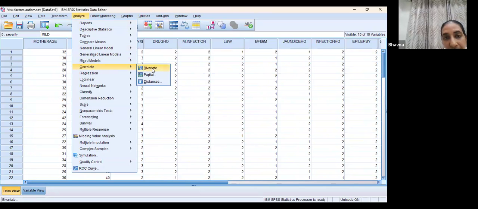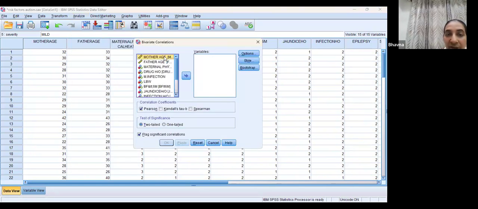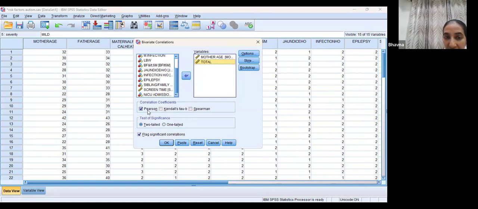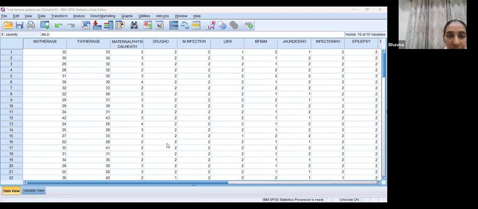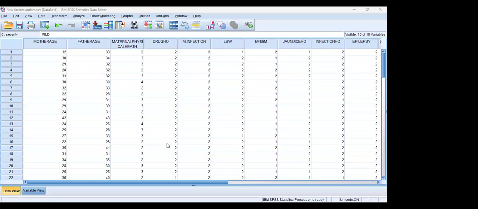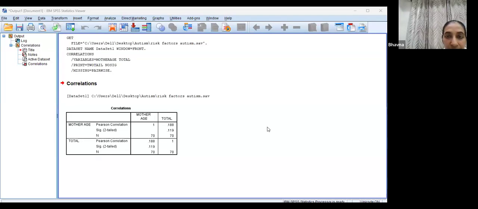Go to bivariate here. You want to see the correlation between mother's age, put it here, and total score of the child. This is called Pearson's correlation. I'll click on OK. Can you see a table? No, ma'am, it's not visible. Okay, I'll show you a table. Can you see it now? Yes, ma'am.